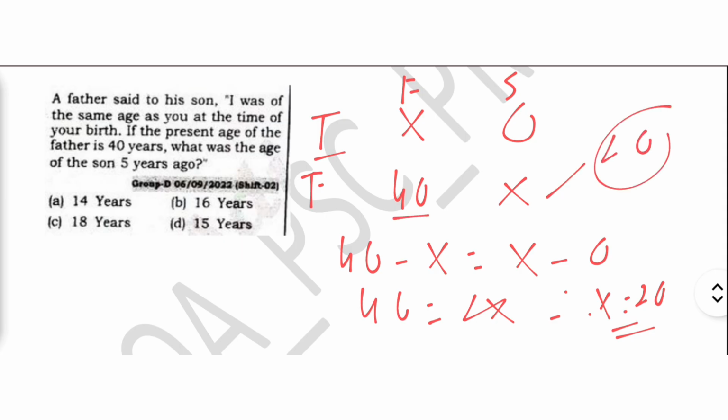Okay, so what was the age of the son 5 years ago? Present age is 20. 5 years ago he will be 15 years.